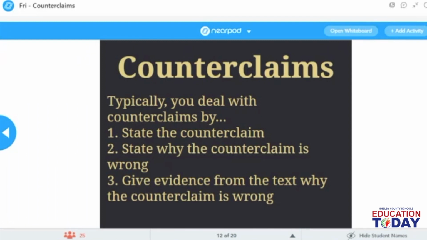All right, so in counterclaims, typically you deal with counterclaims by, number 1, stating what the counterclaim is, number 2, state why the counterclaim is wrong, and then 3, give evidence from the text, from a source, on why the counterclaim is wrong. So you'll state the counterclaim, that is, what do your opponents say, then you'll state why the counterclaim is wrong, why are your opponents wrong, and then third, you will give evidence from the text on why you're right and they're wrong. Make sense? So let's think about this.